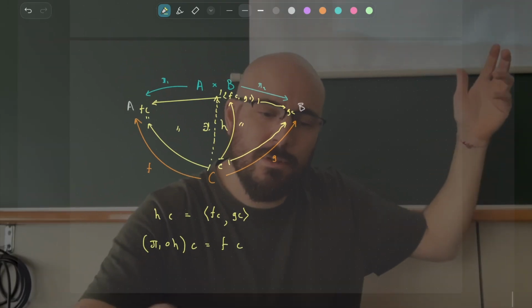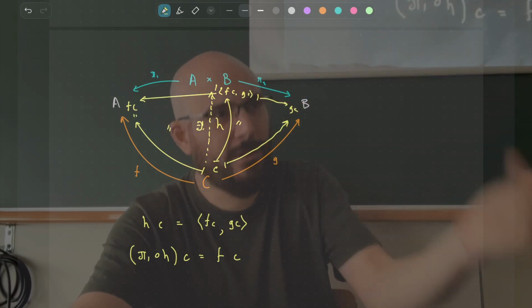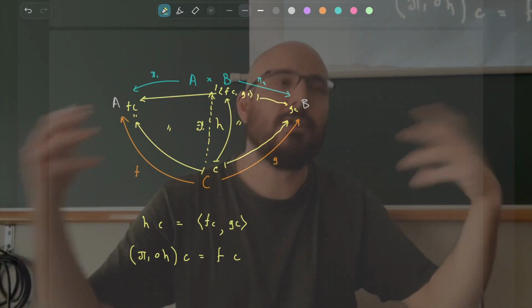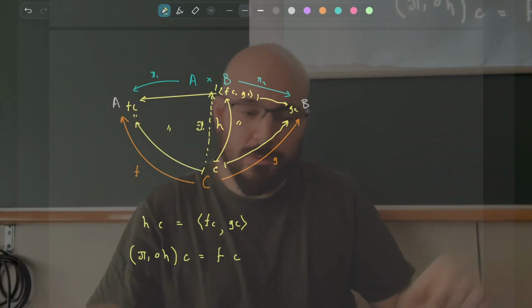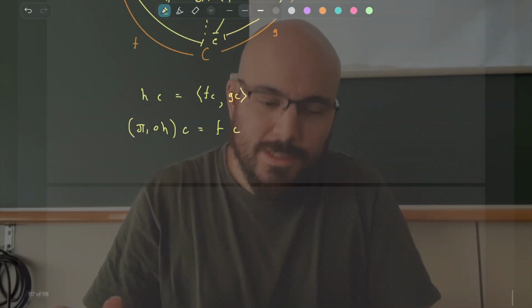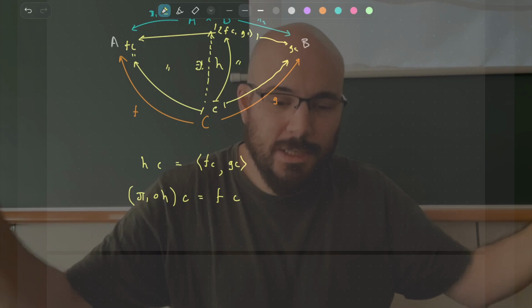So indeed, the Cartesian product in set theory deserves its name. It is a product of A and B. Are we okay so far? Good. So let's practice our dualization skills.